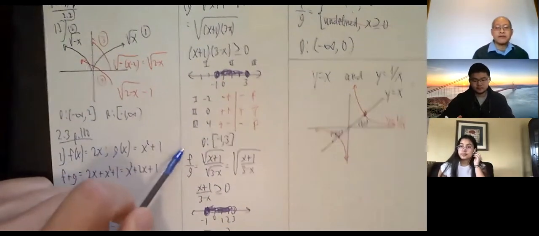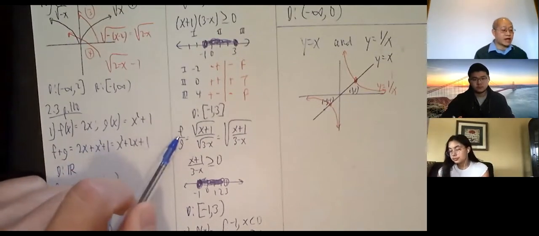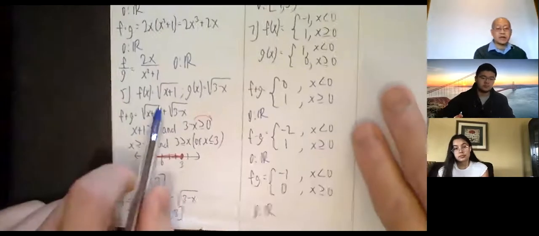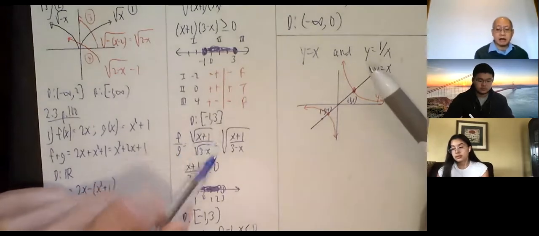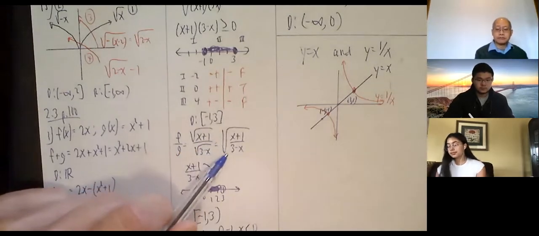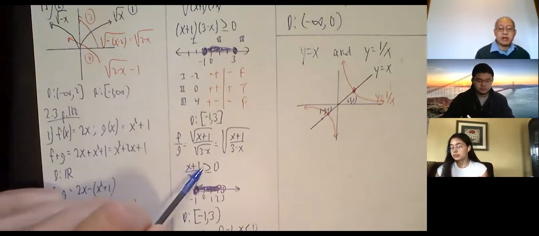Okay. And then f over g is just one extra thing. So you're dividing. You just take the original, that, divided by that. So radical x plus 1 over radical 3 minus x. Again, you're allowed to put it all under one radical. And then you want this to be greater than or equal to 0.